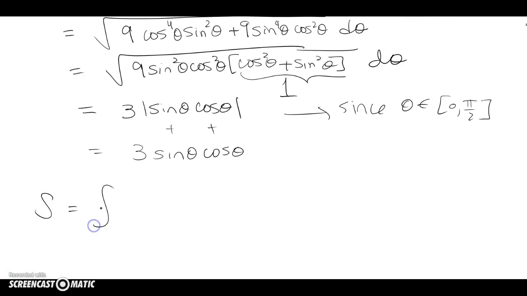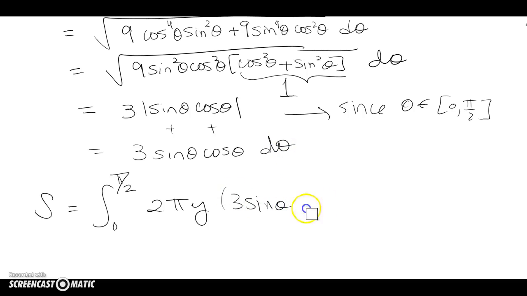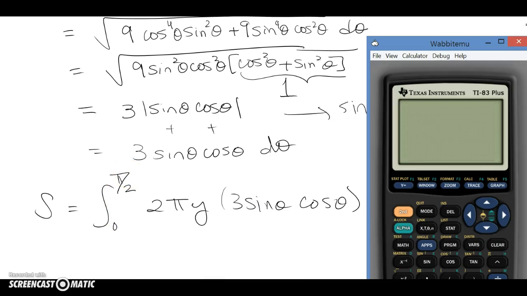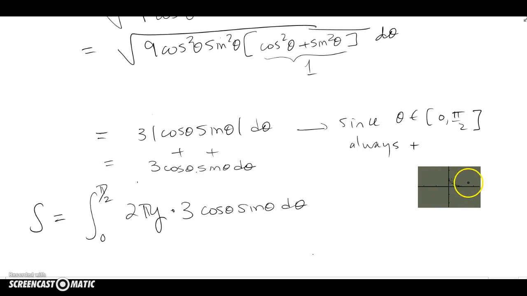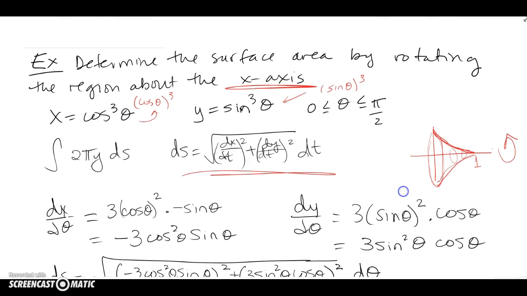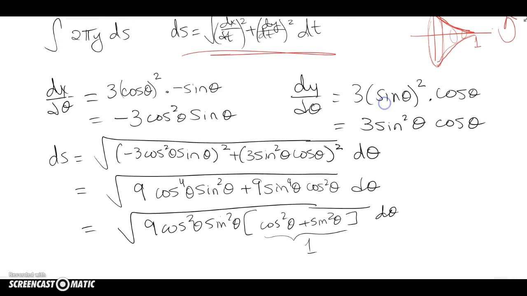My surface area will be from 0 to pi over 2. We have 2 pi y, and here's our ds. So we have 3 sine theta cosine theta d theta, and the bounds were given to us between 0 and pi over 2. Remember, we looked at this graph. So the graph looked something like this. It does look like it's between 0 to 1 and 0 to 1 in both the x and the y directions. However, we're dealing with it in parametric form. So the bounds that we were given here, where it says theta is between 0 and pi over 2, that's the one we are going to keep.